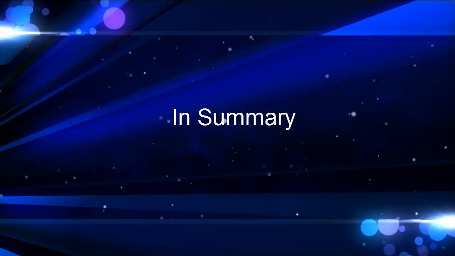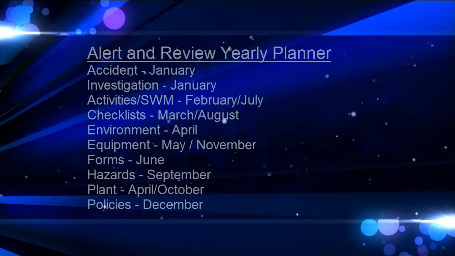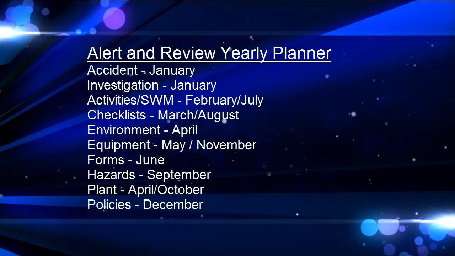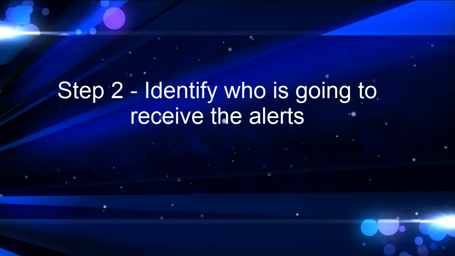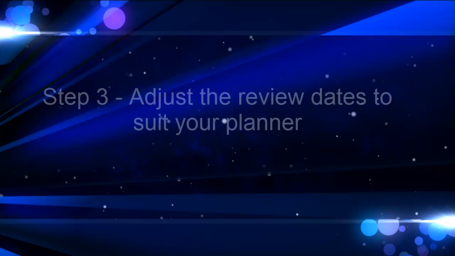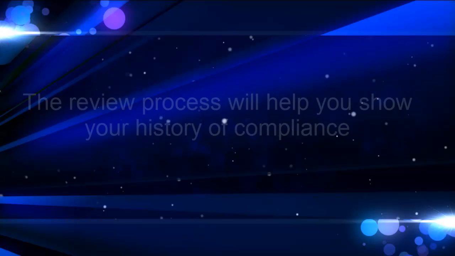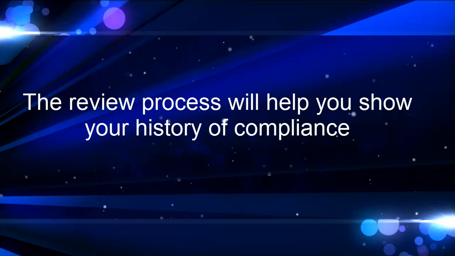So in summary, step 1. Set out a plan over the year for the alerts so you don't get bombarded by all these alerts in the same month. For companies who have many activities and other items, schedule them over 2 or 3 months accordingly. Step 2. Identify who needs to receive the alert, making sure that the person's email address is entered in the system and is the correct address. And step 3. Adjust the review dates to suit your planner. And remember, this is a very important part of your online OHS system, as it shows your history of compliance.